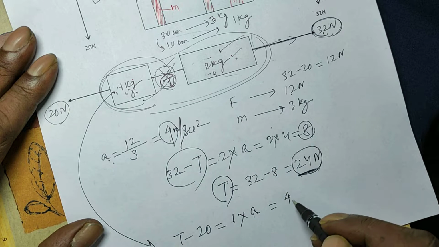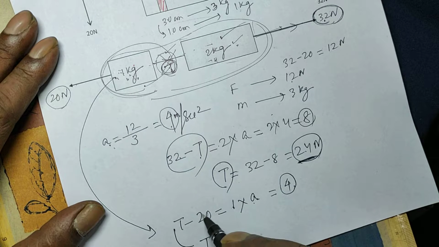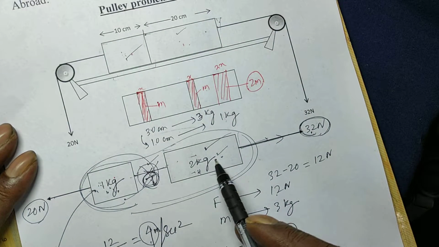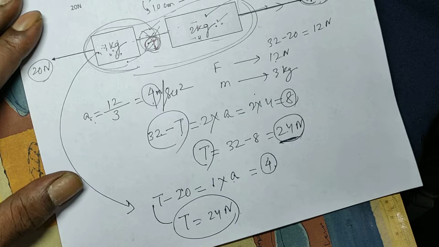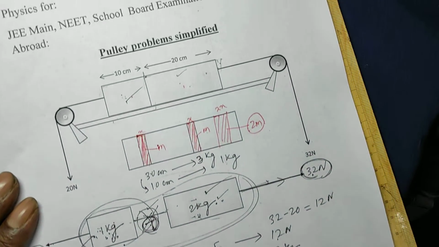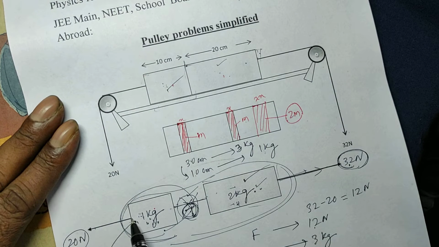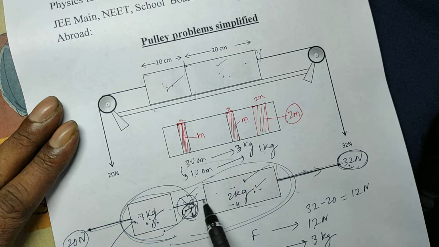4 times 1 is 4. So from this, your T also comes out to be 20 comes to this side. So 24 Newton. Either you find out from here or from here, doesn't make any difference, one and the same thing. And then, supposing this force is not acting, only this force is acting, then what will be the tension here?